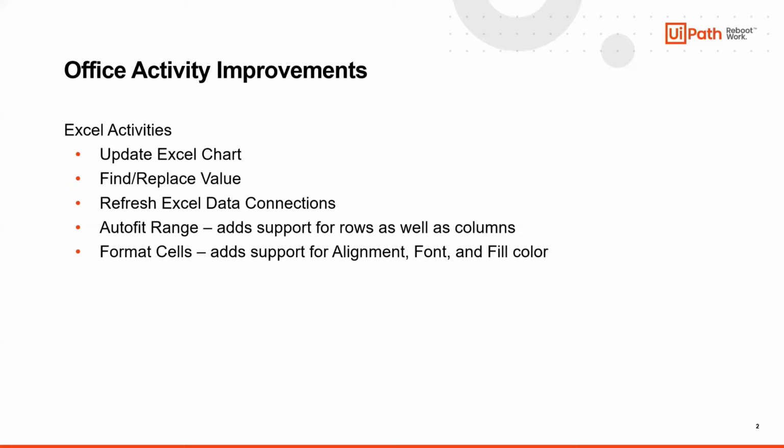AutoFit range. Back in December, we had released a different version of this called AutoFit columns, which would autofit the columns automatically. We've now expanded that particular activity to support auto-fitting rows as well as columns. And you can choose, do you want rows, columns, or both? And then format cells. We've improved the functionality. This has been another common request of, hey, I want to highlight a cell or I want to make it bold or something like that, depending on certain conditions. And so now the format cells activity supports that as well.